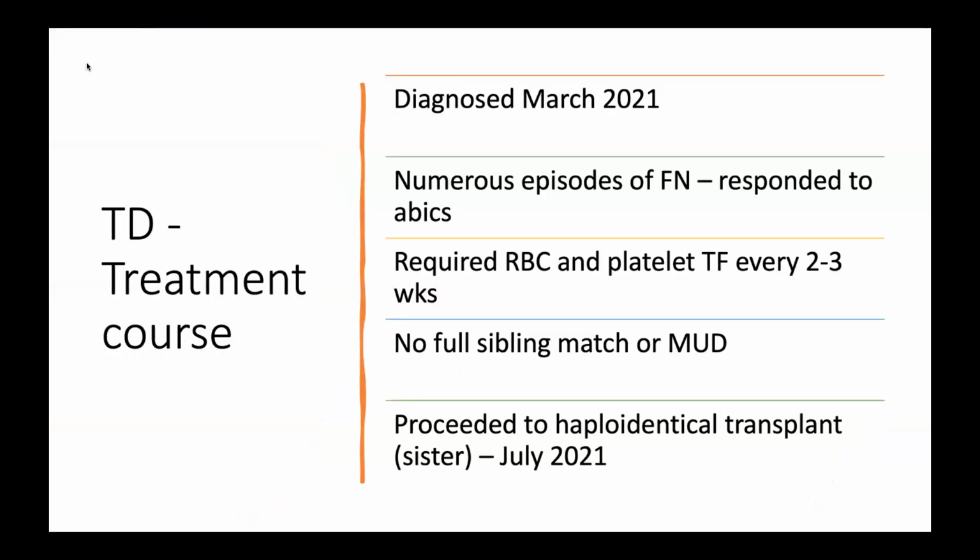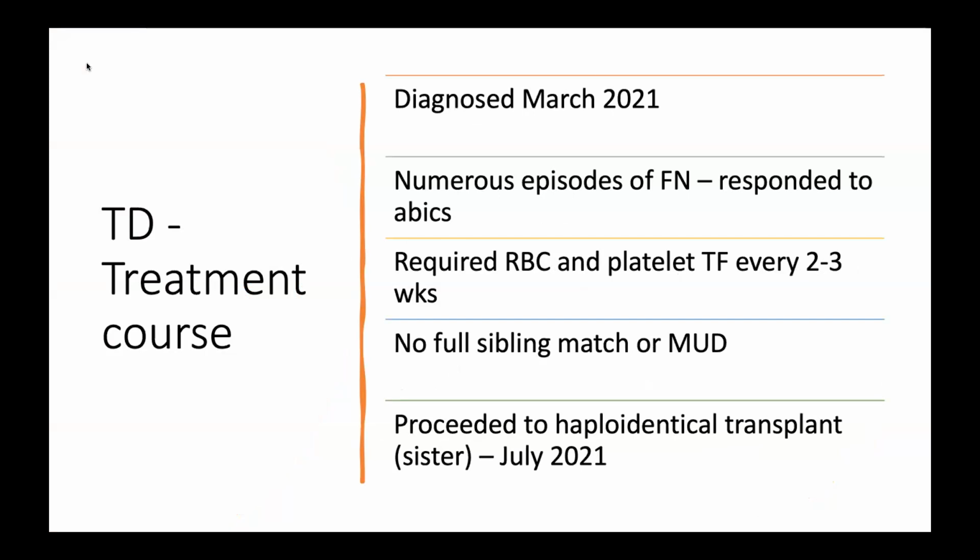So this patient had several episodes of febrile neutropenia that responded to antibiotics. She was red cell and platelet transfusion dependent, requiring transfusions every 2 to 3 weeks. And again, there was no full sibling match or matched unrelated donor. Pretty tidy timeframes from March to July.